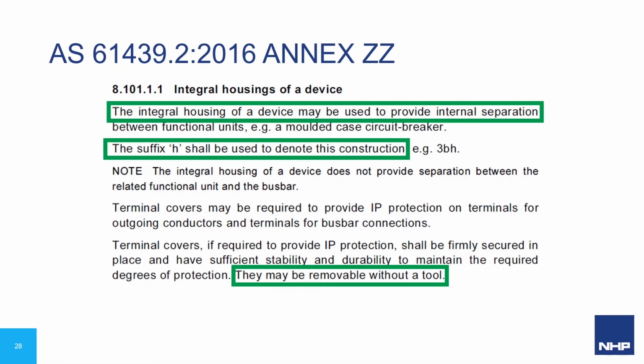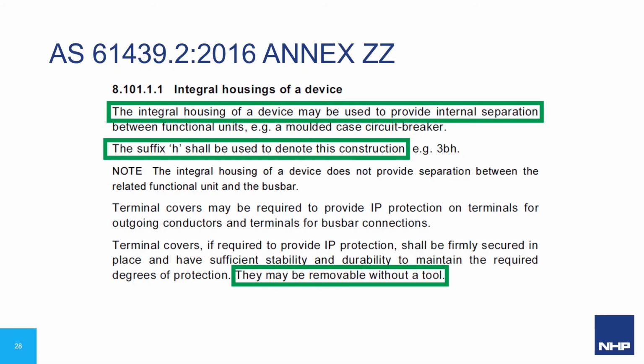It explains that we can use the housing of a component when considering internal separation, such as separating one miniature circuit breaker from another miniature circuit breaker in a chassis board. If we are considering larger devices like moulded case circuit breakers, which do not provide adequate ingress protection alone, removable covers are permissible to form part of the housing.